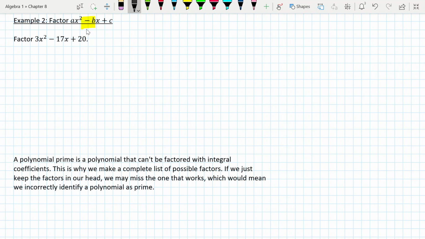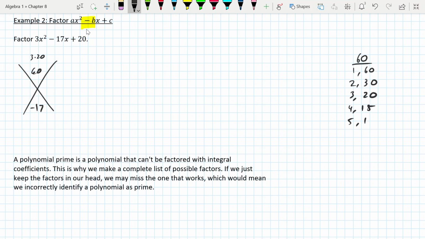So cross method, 3 times 20 is 60. And I want the sum to be negative 17. So when I'm looking at the factors of 60, I got 1 and 60, 2 and 30, 3 and 20, and 4 and 15, and 5 and 12, and 6 and 10. Okay, there's all the factors of 60.